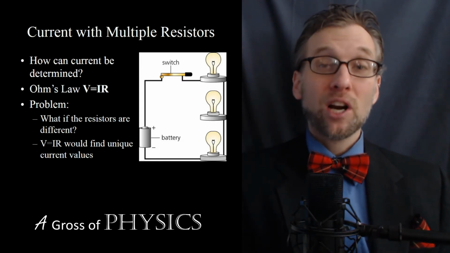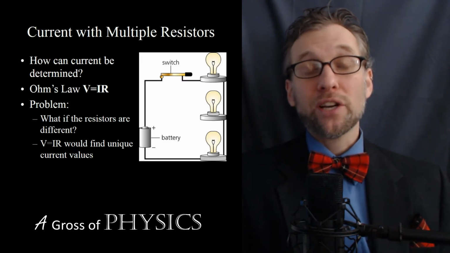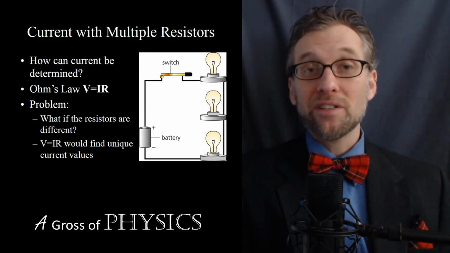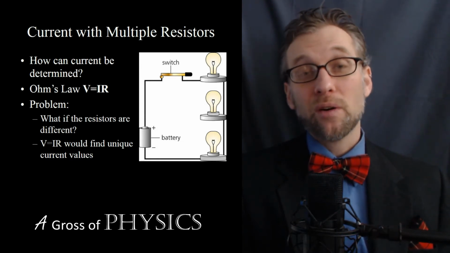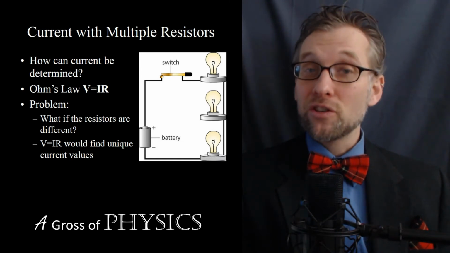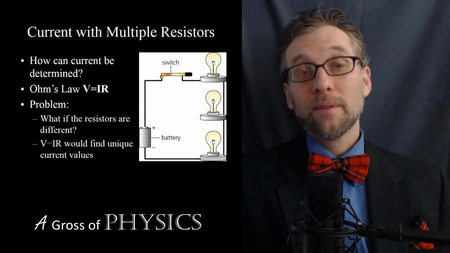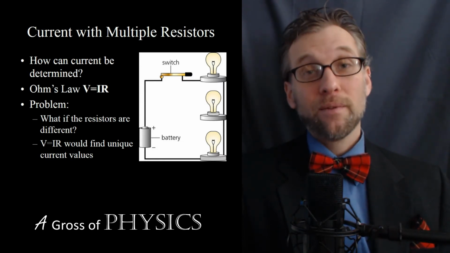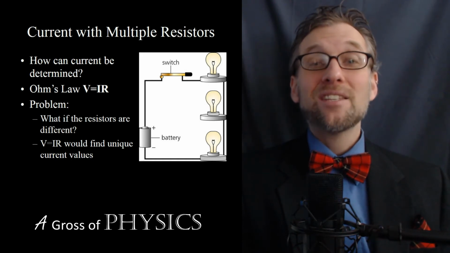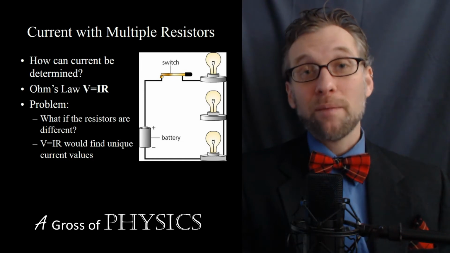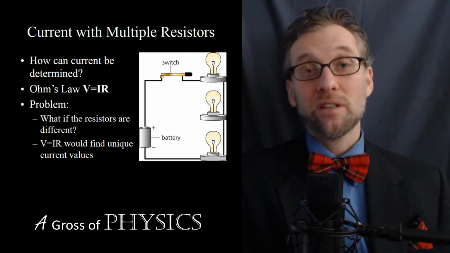So, how do we find the current flowing through the circuit? Well, the problem is if you do V equals IR and you have different resistors, you're going to get different values for the current. So there needs to be a way that we can simplify the circuit in order to find the current. And the way we do that is we draw what we call an equivalent circuit. And the equivalent circuit is what the battery sees if we treat all the resistors or light bulbs as a single light bulb or single resistor.